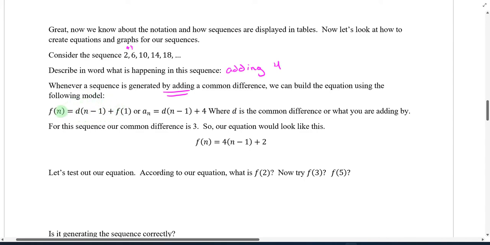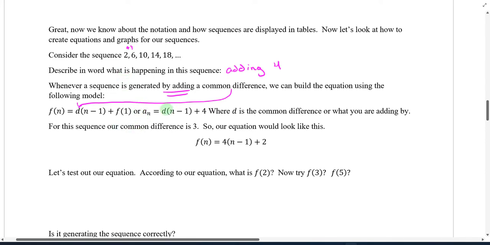So you can kind of see it here. And there's some different pieces here, right? This f of n, we know what that is. That is the term value. So they're saying that the term value can be determined by taking this number d. And this is the common difference here. So essentially whatever you're adding by. So in our case, we're adding by 4, right? So if I wanted to build this equation, I would immediately put a 4 in for d. And then we would do n minus 1. Remember, n is the location, right? It's the term number. Minus 1 plus whatever the first term is, right? F of 1 would be the first term.